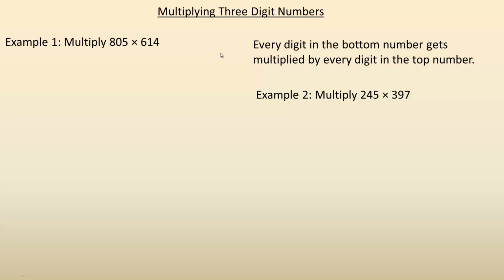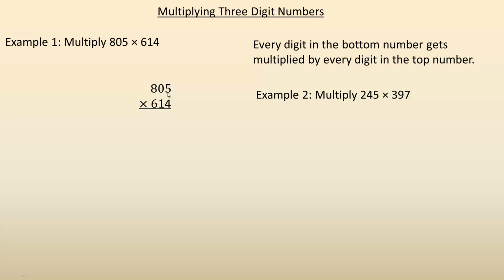Now, when we write the multiplication, this is what we write it like. Every digit in the bottom number gets multiplied by every digit in the top number. So the 4 gets multiplied by all three of these, the 1 gets multiplied by all three, the 6 gets multiplied by all three. So that's the process. We start with the ones digit multiplied by the ones digit. Remember, it goes ones, tens, hundreds.